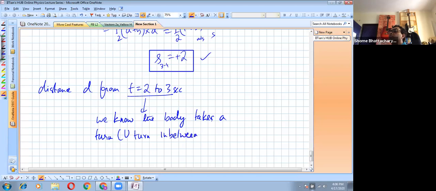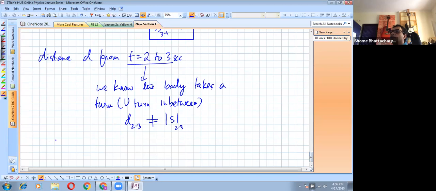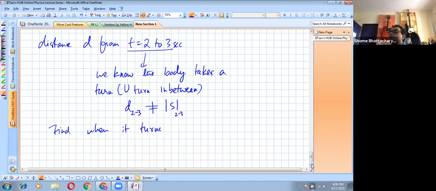Okay. So that is why the distance traveled from 2 to 3 will not come by just considering it as the magnitude of displacement from 2 to 3. This will not be the case. Okay, so that is the issue. So first of all, we need to find out when it turns. So that is where your velocity time graph comes in very handy.